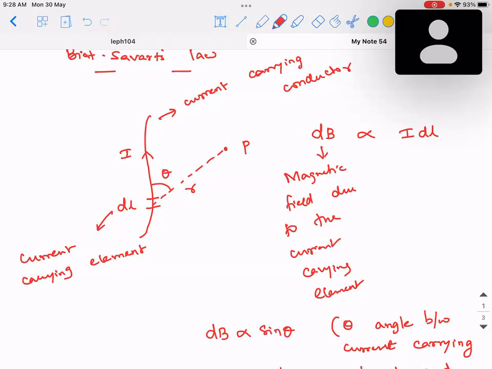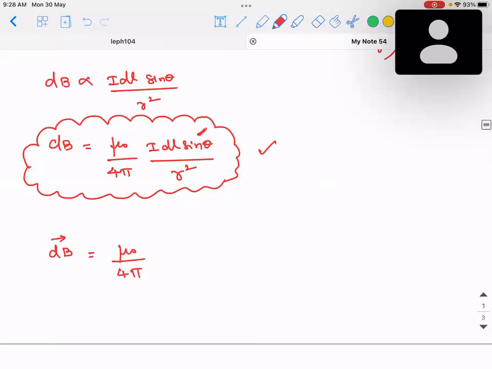So what I need to do is bring that r into the numerator. For that, listen to this carefully: mu naught divided by 4 pi into I dl into r sine theta divided by r cube. Is that clear? So what I did is I multiplied and divided with r. Then this dl is one vector quantity I am able to see, and r is another vector quantity. Now I need to write them as a cross product between dl and r vector.